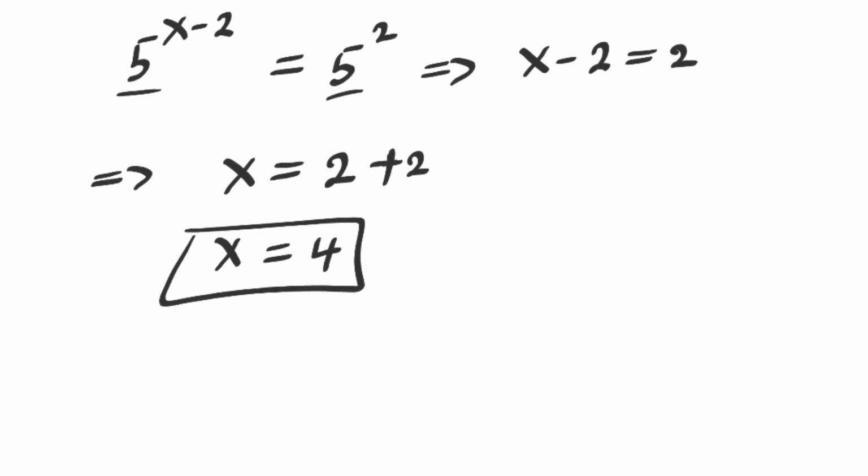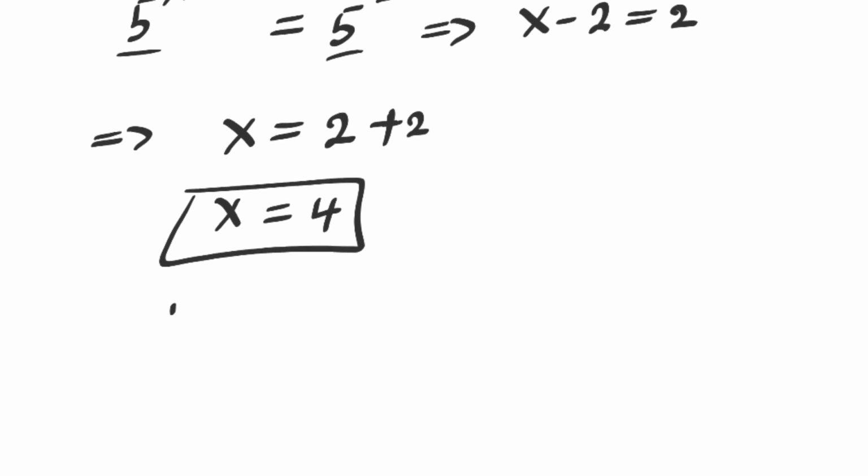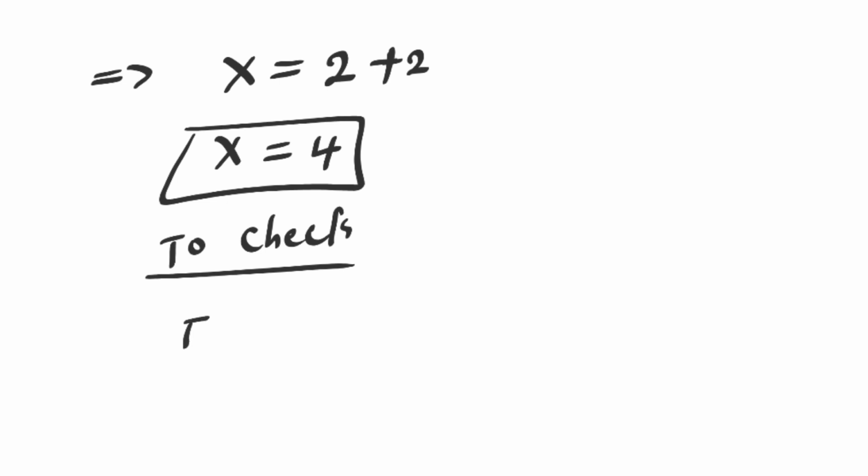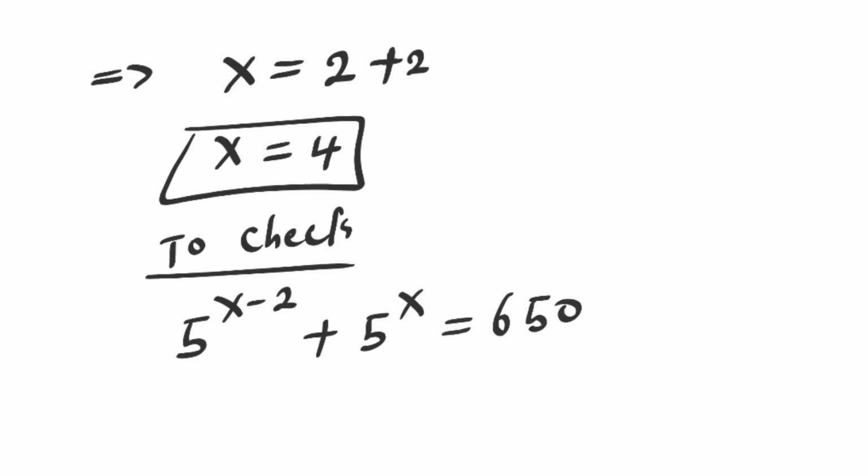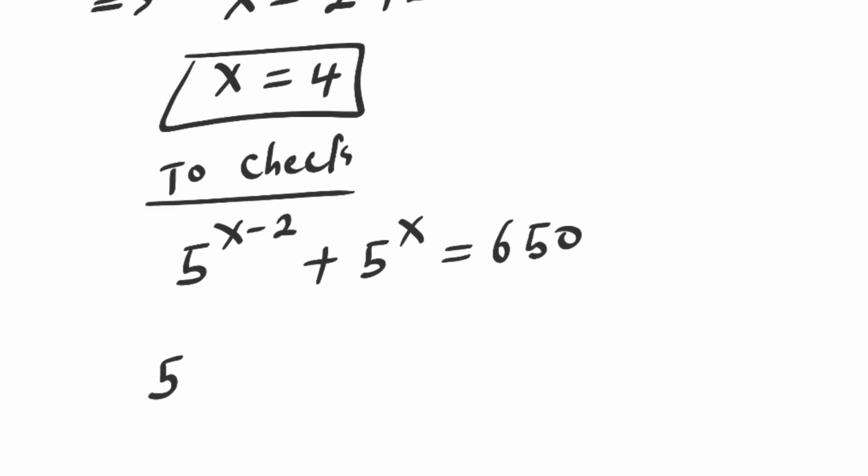Let us check to confirm if this answer is right or wrong. To check, we have the given equation 5 raised to power s minus 2 plus 5 raised to power s is equal to 650. This is 5 raised to power 4 minus 2 plus 5 raised to power 4 must be equal to 650.